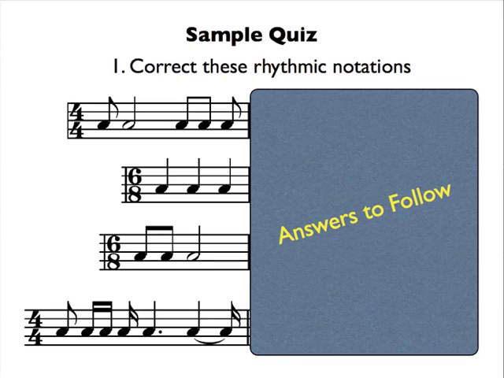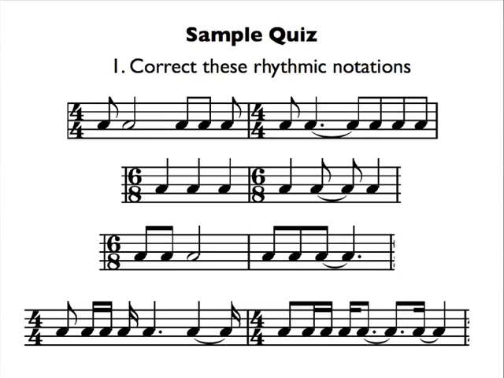Here's another part of the kind of stuff that's going to be on the quiz. I will have some measures of music that's written incorrectly, and you are to renotate it so that it is written correctly. I'm about to show the answers, so you can pause at this point and see if you can do it. And here it comes. That's what you should have written in order to correct those notations.